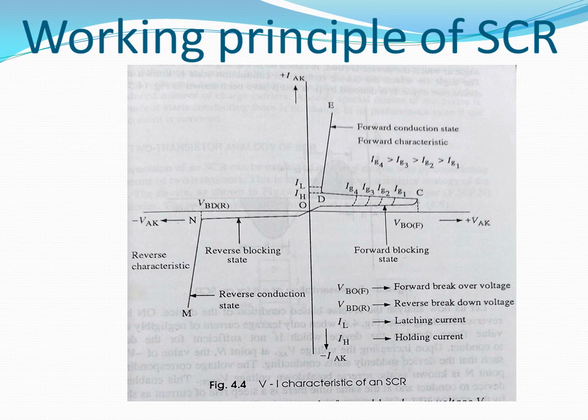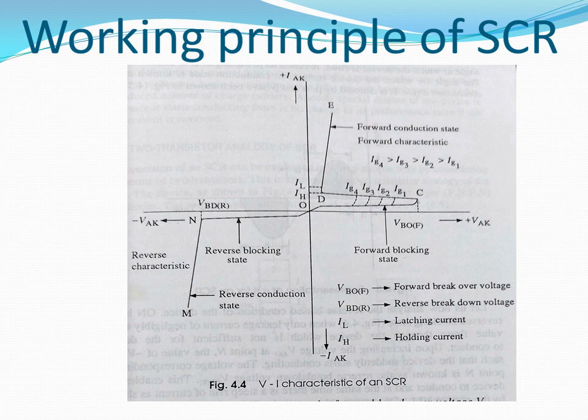In this, IG1, IG2, IG3 and IG4 are the various gate currents which are applied to the SCR to trigger. The SCR can be fired earlier by applying the current to its gate terminal. More the value of gate current, earlier will be the firing of the SCR. In this, IG4 is the maximum gate current and IG1 is the minimum gate current.